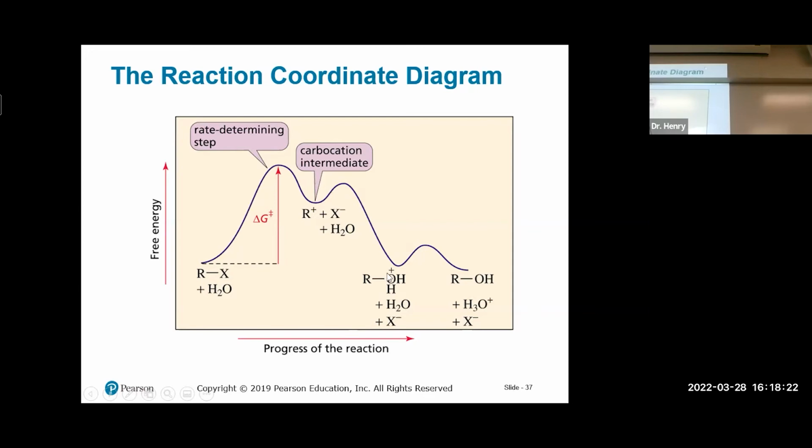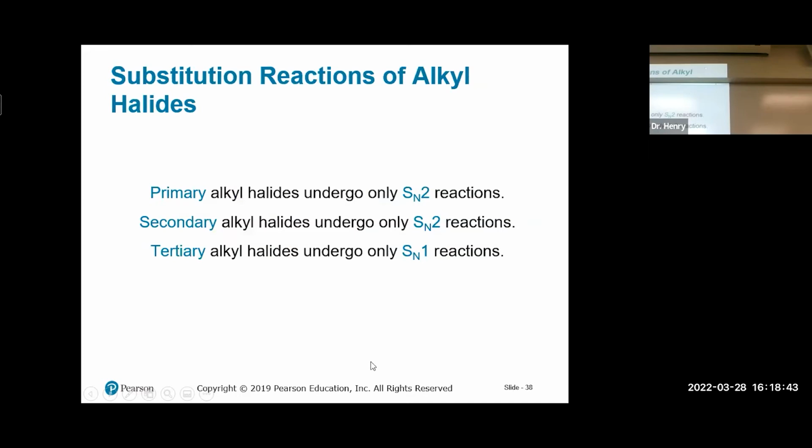And so it's important to recognize that we have the water actually bonding to the cation, causing that oxygen to have that plus charge. And then you also need water to get to the next step. So if we have a primary alkyl halide, it undergoes SN2. If we have a secondary alkyl halide, it undergoes SN2. If we have a tertiary alkyl halide, it undergoes only SN1.